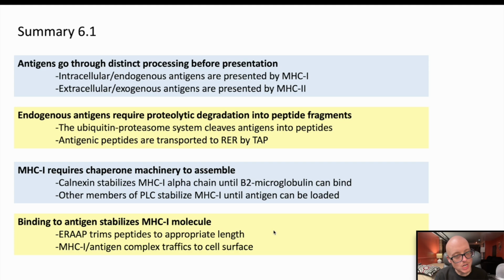So that covers it for endogenous antigen presentation. In our next video, we'll switch our attention to exogenous antigen processing.